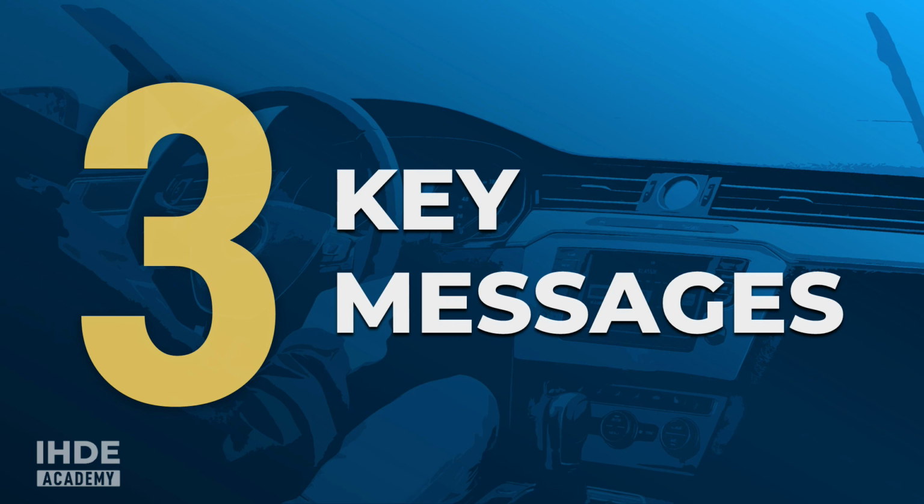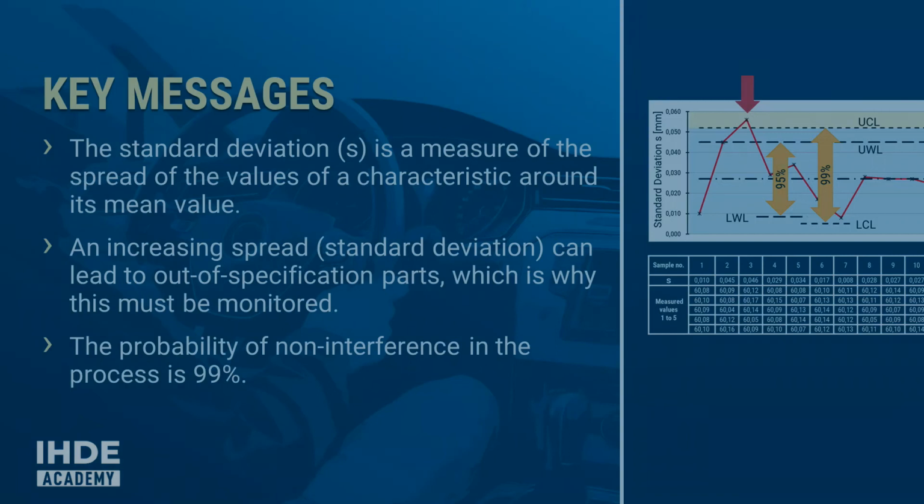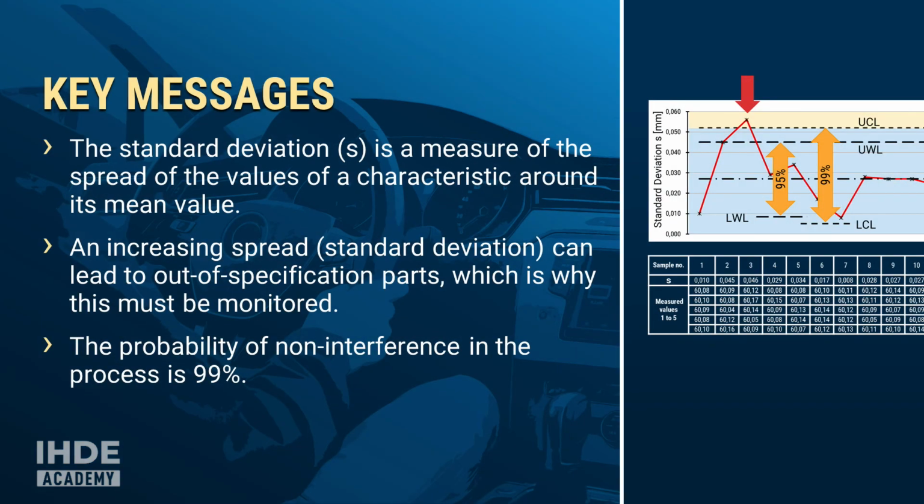Well, that was a lot of new information. Therefore, I would like to conclude by repeating the 3 most important key messages. The standard deviation is a measure of the spread of the values of a characteristic around its mean value. An increasing spread, that is the standard deviation, can lead to out-of-specification parts, which is why this must be monitored. The probability of non-interference in the process is 99%.